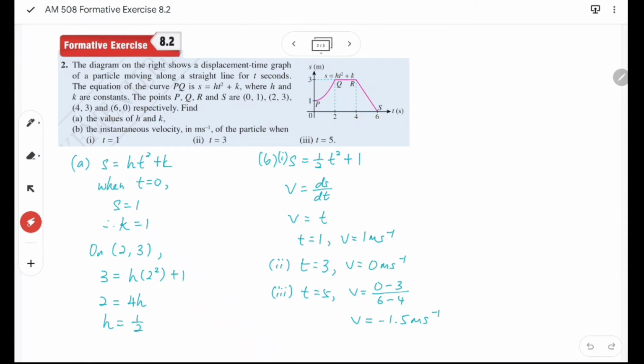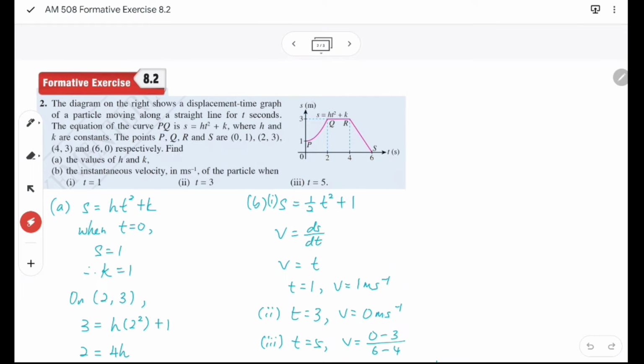Question number 2. The diagram on the right shows a displacement-time graph of a particle moving along a straight line for t seconds. The equation of the curve PQ is s equals ht squared plus k, where h and k are constants. The points P, Q, R, and S are (0, 1), (2, 3), (4, 3), and (6, 0) respectively. Find (a) the values of h and k.